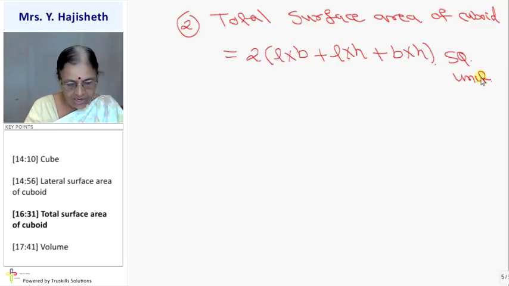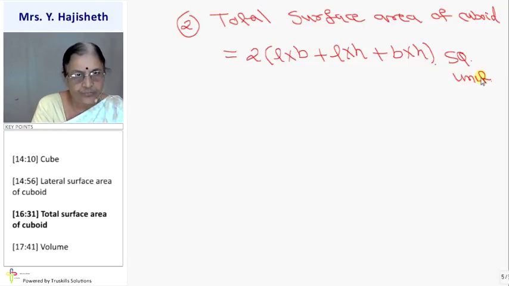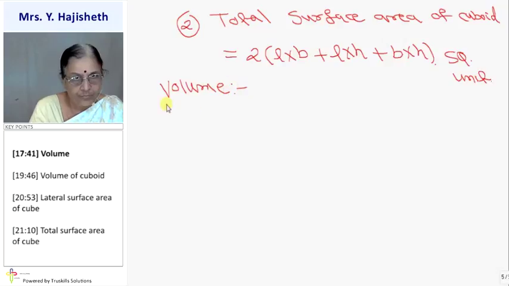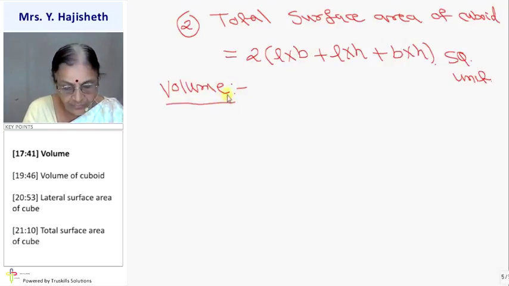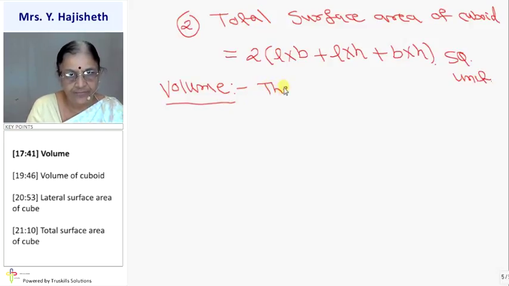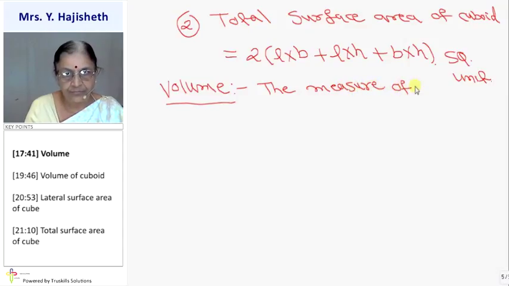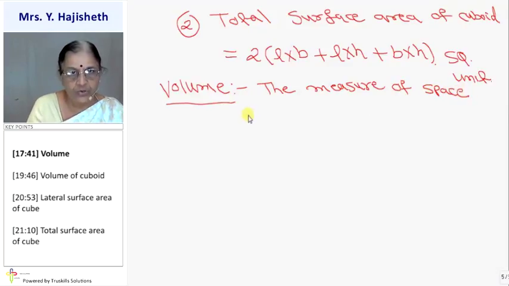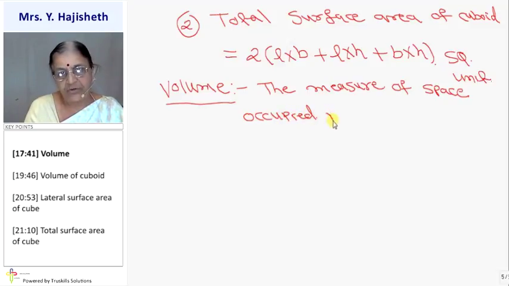Okay. Now, how do you find out volume? First of all, what is volume? How do I define volume? Volume is the measure of space occupied by the solid figure. The measure of space. जहां मैं बैठी हूं उसमें कितना स्पेस कवर होता है. Measure of space occupied by solid figure.